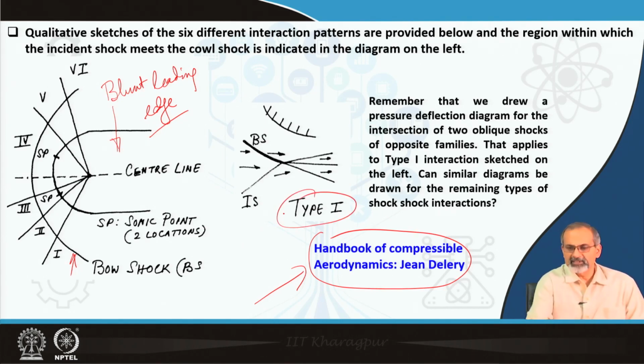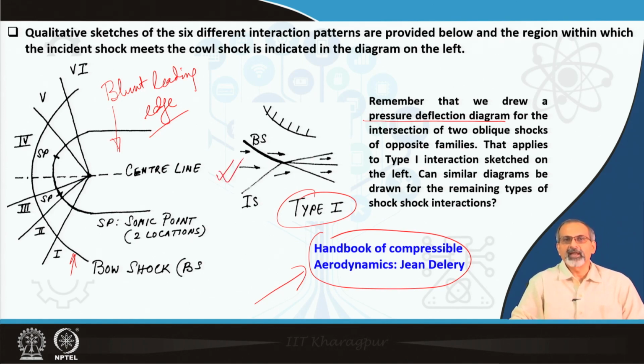We remember that the pressure deflection diagram was discussed in the last lecture, and the pressure deflection diagram for intersection of 2 oblique shocks of opposite families was also discussed. That applies to type 1 interaction, which is sketched on the left. This is the one we are referring to. I hope you recall the similarity between the example that we discussed in the context of the pressure deflection diagram at that time. Can similar diagrams be drawn for the remaining types of shock-shock interactions, which we will be discussing subsequently? That is something that you need to explore later on, and this particular reference will go a long way to help you out.